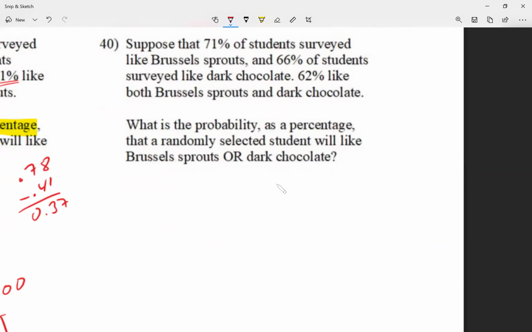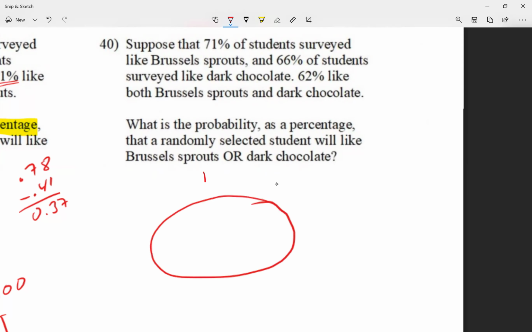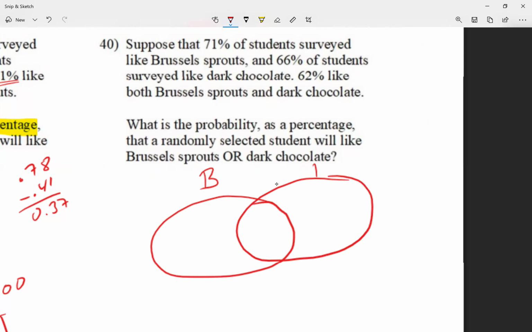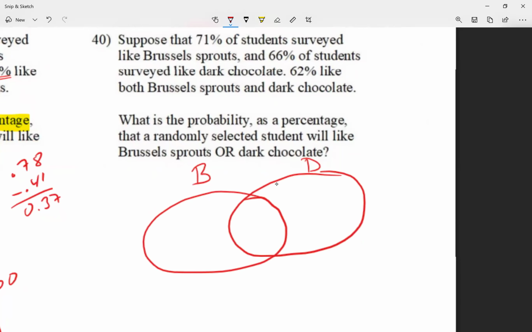Okay, take a look at here. Suppose that 71% of students surveyed like Brussels sprouts and 66% of students like dark chocolate. Okay, so I have something about Brussels sprouts. I'm gonna call this B. I have something about dark chocolate. Let's call this D for dark chocolate. 62% like both. So 62% as a decimal is 0.62.